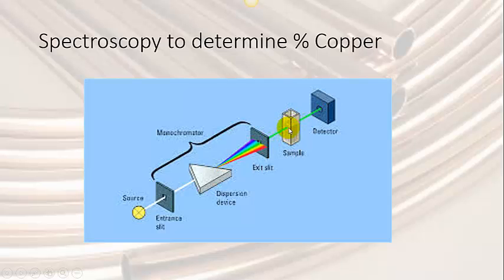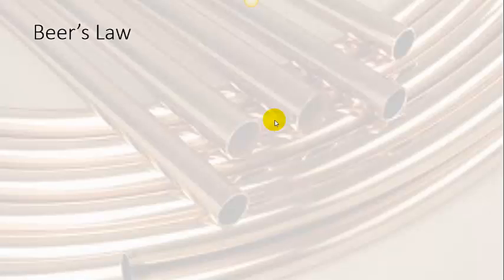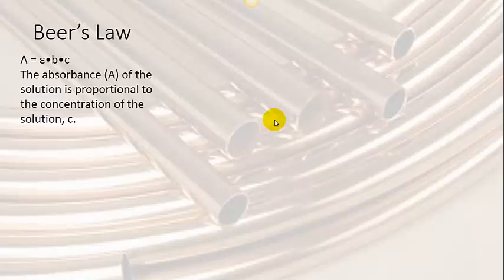And when we pass a beam of light through, depending on the concentration of this sample, a certain amount of that light will be absorbed. So we know the amount of light that we pass through it, and this detector picks up the amount of light that passes through. So whatever's missing is what this sample picked up. We're going to use something called Beer's law to help us interpret that data.